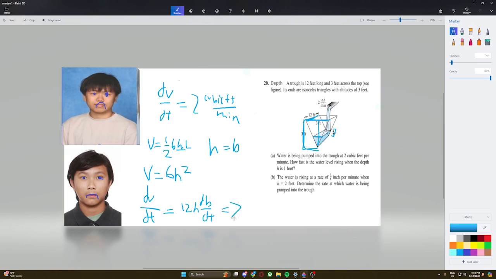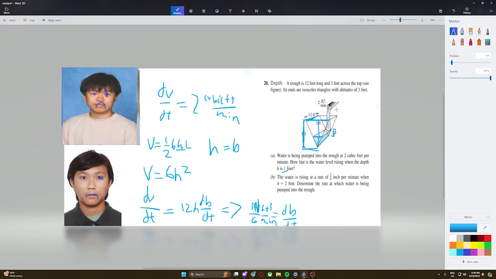So 2 equals 12h dh over dt, so dh over dt is 2 divided by 12h, which is just 1 over 6h. And since we're given that h is 1 foot, it is just 1/6. So dh over dt is 1/6 feet per minute. That is the answer for A.